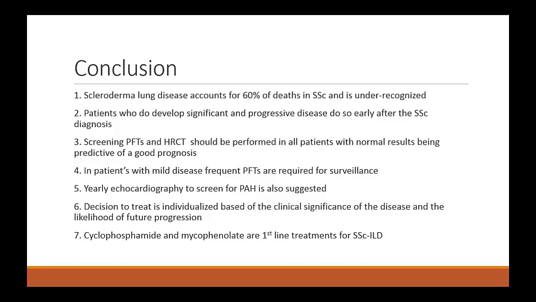That's going to help guide your decision-making as far as putting them into extensive or limited disease and guide whether or not they need treatment or surveillance. Patients who have mild disease require frequent PFTs, for at least the first 5 years initially. Also, I believe the current practice is still to continue with yearly echocardiograms to screen for pulmonary artery hypertension in these patients. But again, every patient is different and you individualize the treatment based off of how clinically significant their disease is and what you anticipate the disease course is going to be like going forward. The two treatments that we have that are supported by RCT trials are currently cyclophosphamide and MMF, based off the SLS 1 and 2 trials, but there are currently multiple ongoing trials looking into other treatment options.